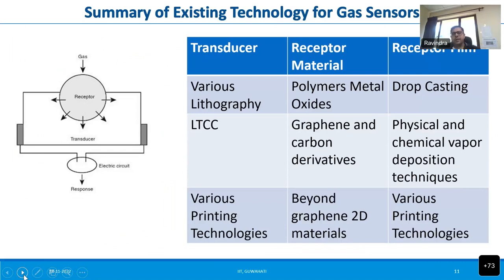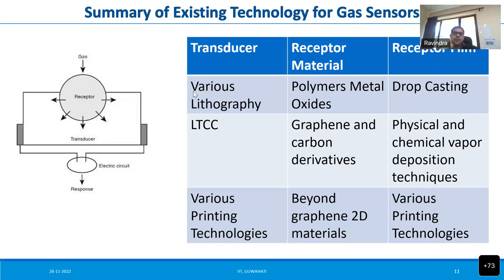Then we'll come to this slide again, but let's have a feel of the existing technology for gas sensors. I have classified this into three parts. I have not covered the circuitry and other things here. But the fundamental parts of the gas sensors are: you have a transducer, you have a receptor material, and how this receptor material has been formed as a film also affects your sensing capabilities.